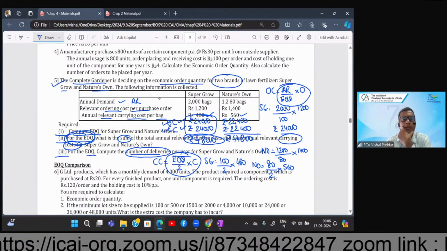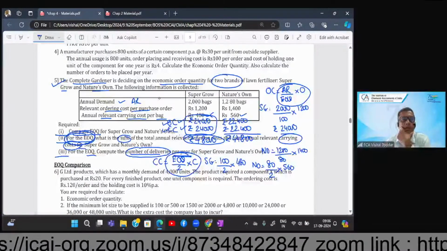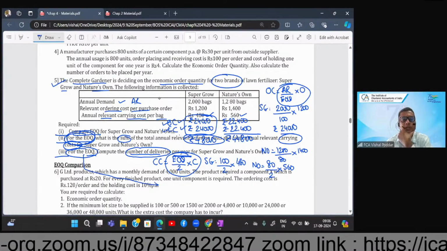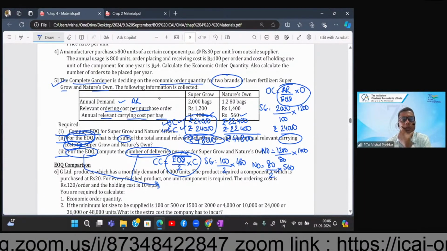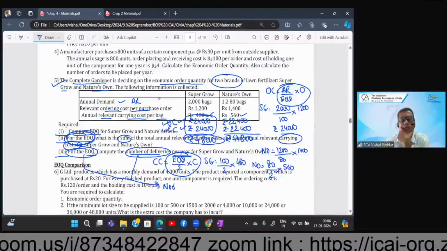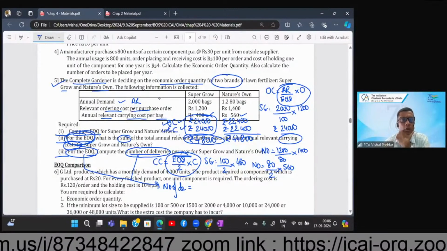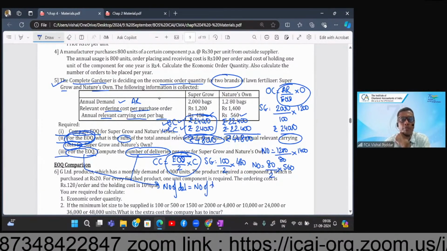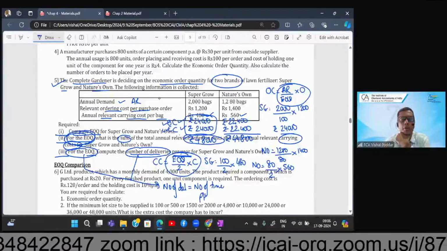Compute the number of deliveries per year. Again, this is at EOQ level. Now, if I have to answer this number of deliveries, how will I find out the number of deliveries? It simply, in other words, means the number of times I'm placing orders.